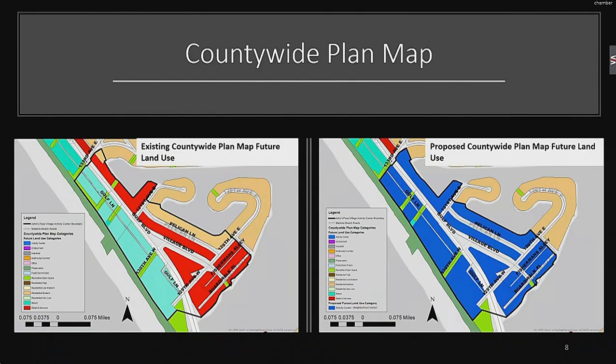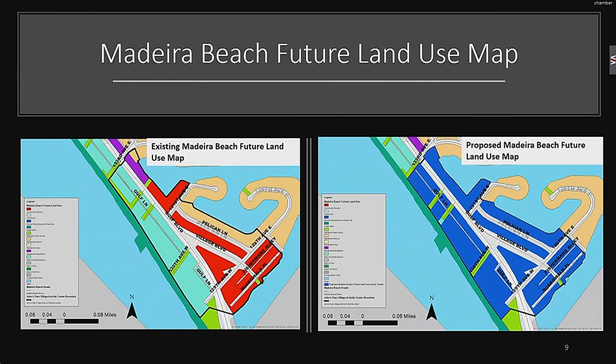The countywide plan map, through the application for the activity center, is what that would look like: existing, and then the proposed on the right. Same for the comprehensive plan, which is one of our local plans. As you can see, it's just a broad activity center on the right side.